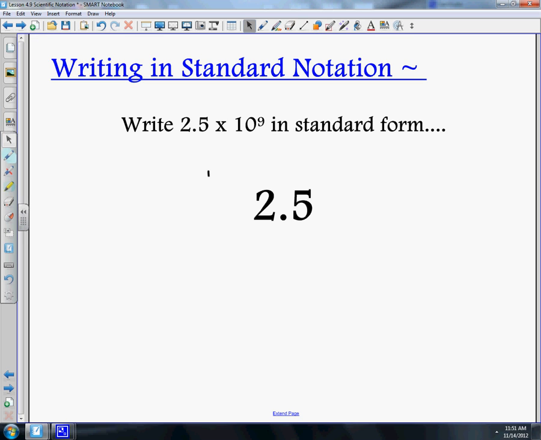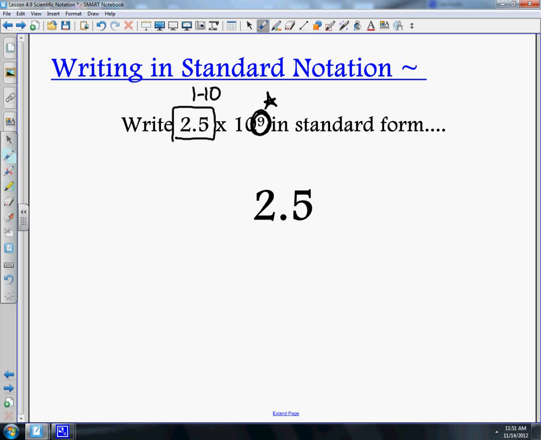So, writing in standard notation, now this one, if I gave you 2.5 times 10 to the 9th and said that's the approximate population, could you figure out how many people that is? So now what you do is you take this number, 2.5, which is a number between 1 and 10, and I'm going to move my decimal point 9 hops.